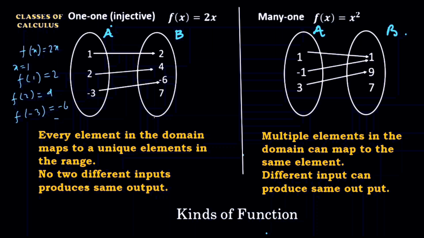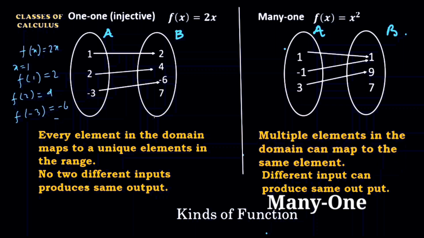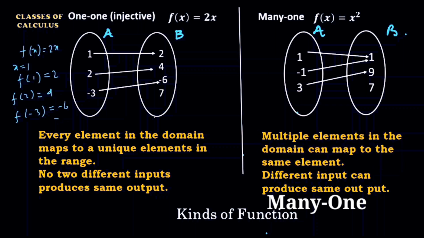Now let's look at the many-one function. In this type of function, multiple elements in the domain can map to the same element in the range. In other words, different inputs can produce the same output.